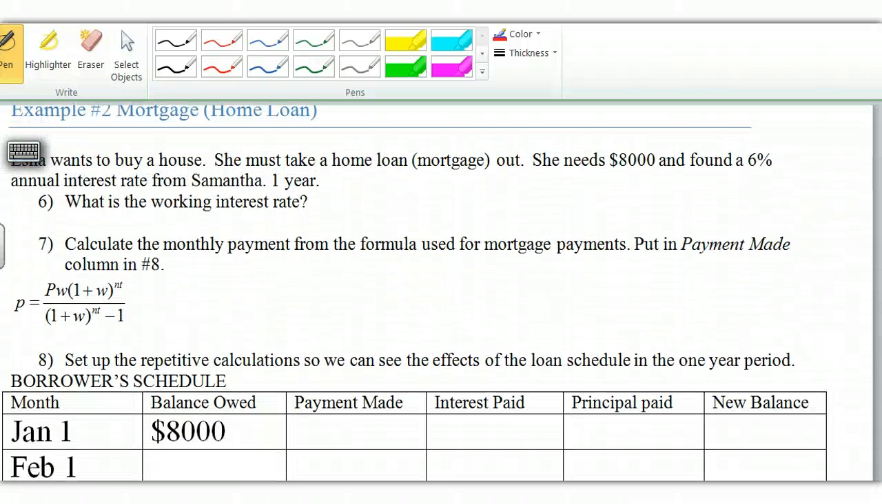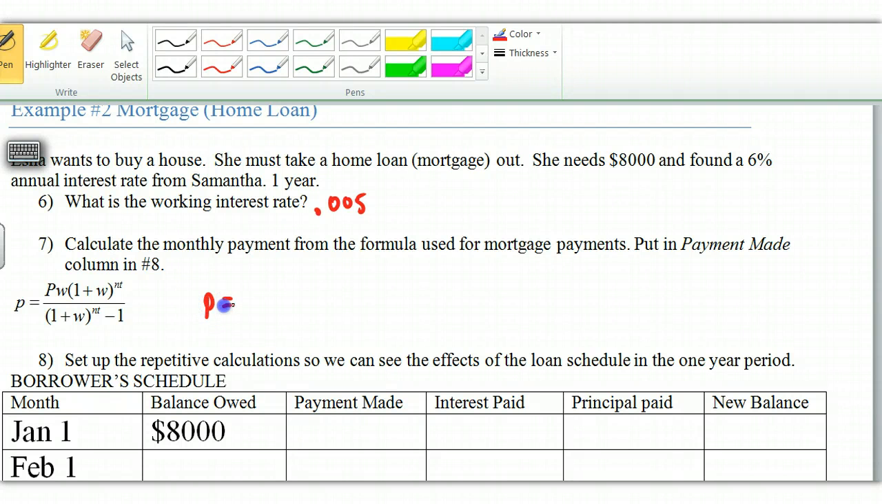Moving on to the next one, the mortgage, you need to calculate the payment. Okay, 6%. Working interest rate, we already found out. Why don't you pause and read this first? It's pretty much the thing that we started off with, and this is just for 1 year. So we calculate our payment for that 1 year.